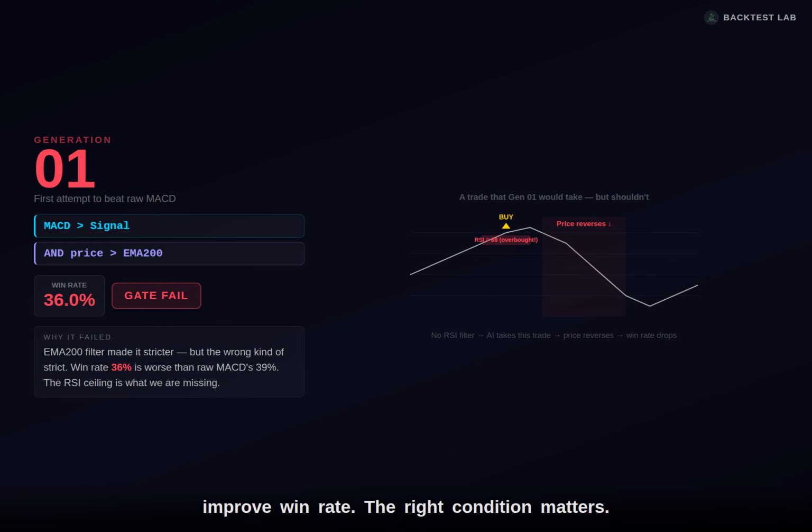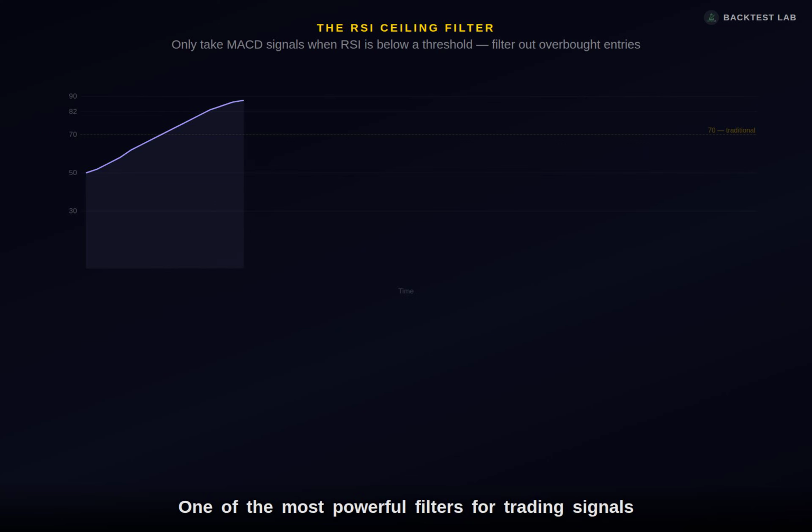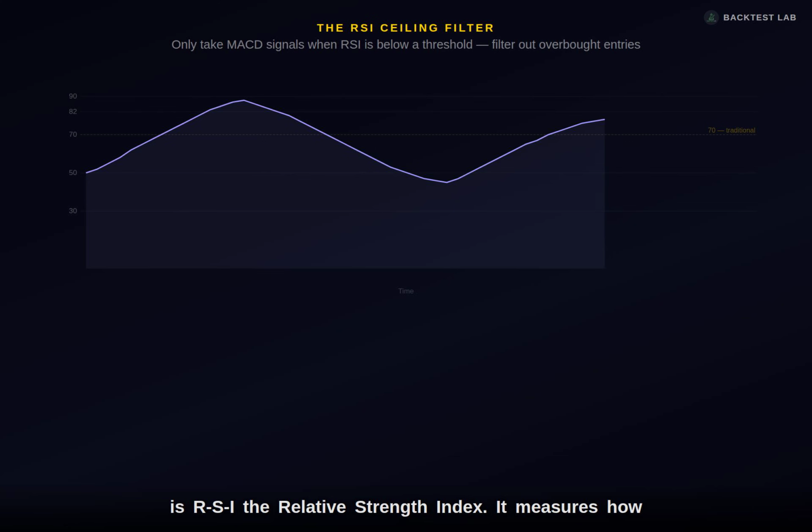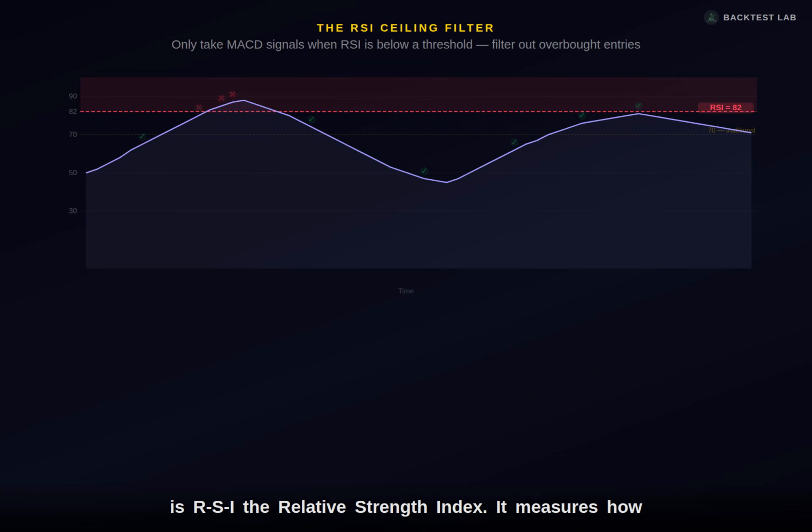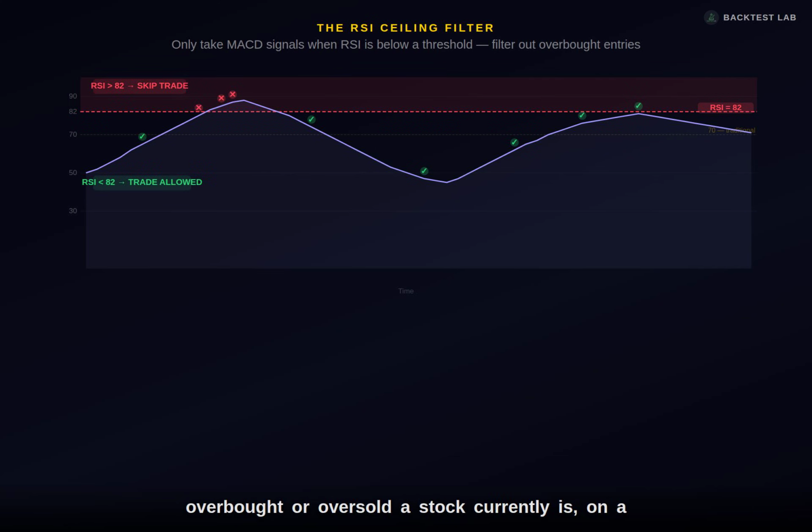The right condition matters. One of the most powerful filters for trading signals is RSI, the Relative Strength Index. It measures how overbought or oversold a stock currently is on a scale of 0 to 100. Above 70, the stock may be overbought, a dangerous time to buy a momentum signal. The AI's key insight: if we only take MACD crossover signals when RSI is below a ceiling, we filter out the noisy overbought trades. But where should that ceiling be? That is what 40 generations will figure out.